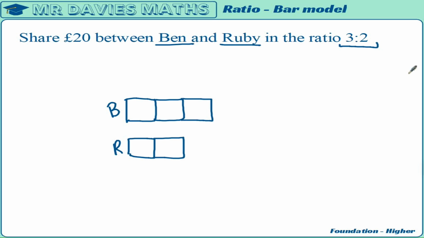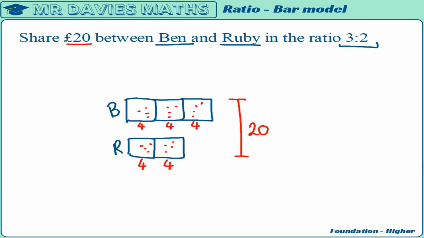Now let's figure out what information we've been given. Well, it's a share question, so they've got £20 to share between them. So I've got a total of £20. So what I could do now is share that £20 into 1, 2, 3, 4, 5 boxes. And I could do it like this. 1, 2, 3, 4, 5, 6, 7, 8, 9, 10, 11, 12, 13, 14, 15, 16, 17, 18, 19, 20. All 20 have now been shared into those 5 boxes. Hopefully you can see that there are 4 in each box.